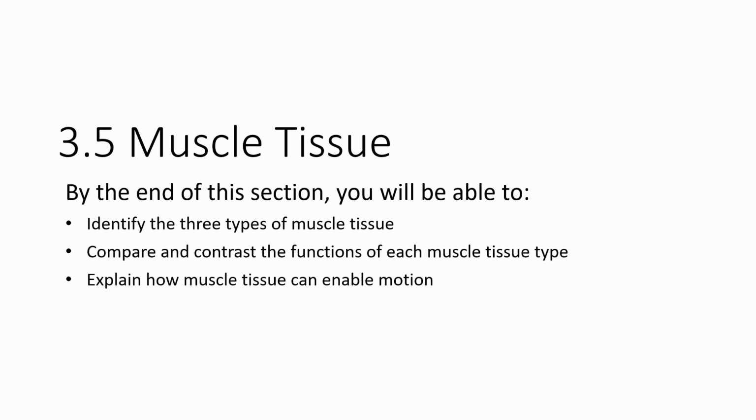And so we're going to talk about the three major types of muscle and then talk about each, compare, contrast the functions, as well as talk about some of the characteristics that'll help us identify them under the microscope. And then we'll talk about how muscle tissue helps us move. How does it actually allow us to create motion?